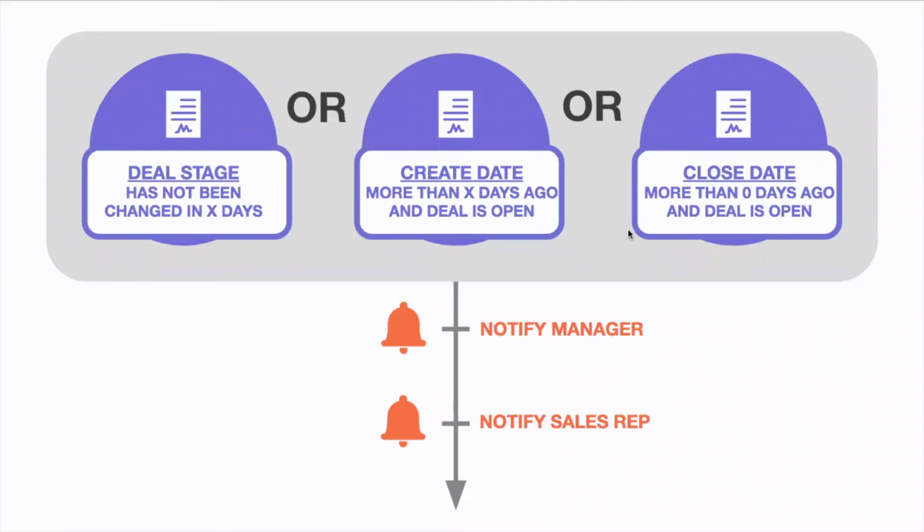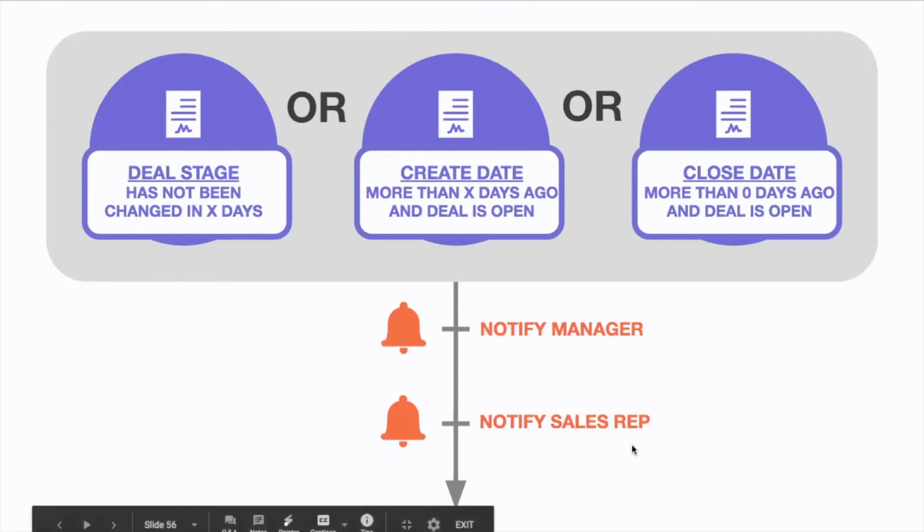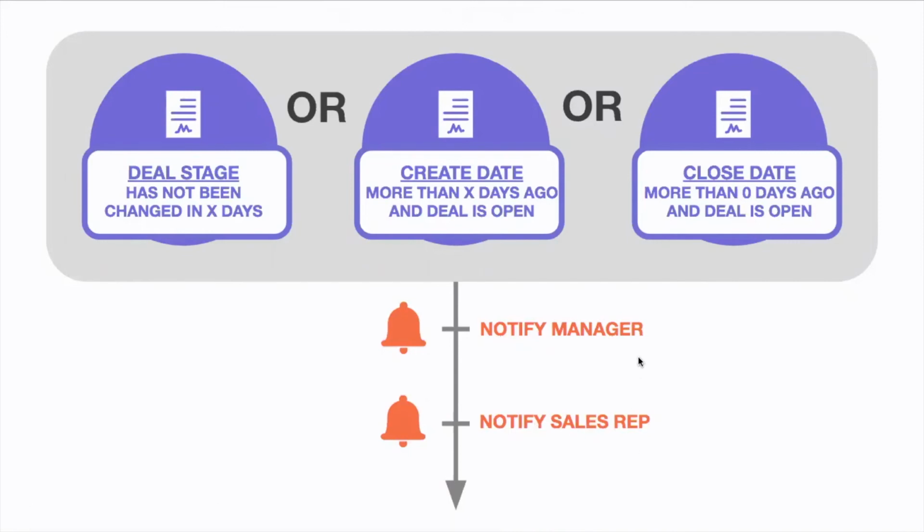And so there's a couple different ways to be able to set this. The deal stage has not been changed in X amount of days, and you can set whatever that parameter is that you think is most relevant. From the create date, if you have a standard sales cycle, more than X days from when the deal was actually opened, or when they project the close date, you could set it up as more than 0 days ago. So obviously that day has passed. And then you can set up the hierarchy where it notifies the manager on these stale deals, but also notifies the sales rep as well.